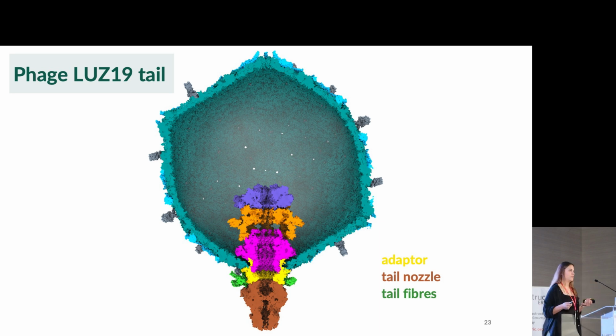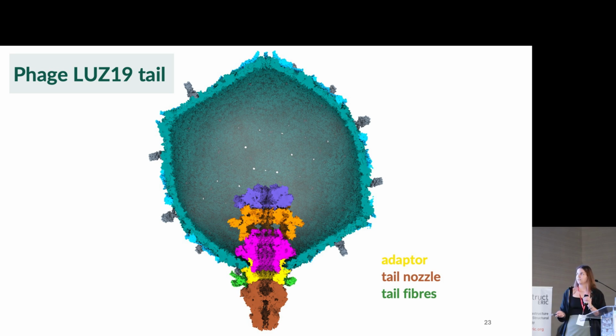The first protein of the phage tail is the adapter, which is also dodecameric, and it's followed by the hexameric tail nozzle. The tail is further decorated by 6 long flexible tail fibers, which were not solved using single particle analysis, so I'm showing only the N-terminal part of these proteins.